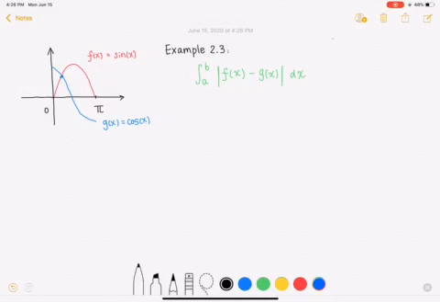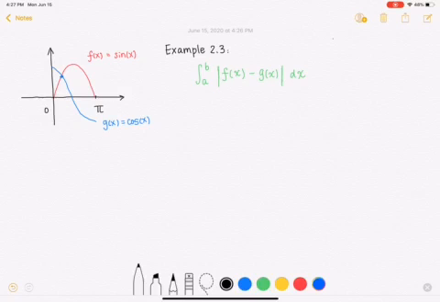Example 2.3, find the area between two curves. So we have the function f of x equals sine of x and g of x equals cosine of x. And in this example, we want to find the area between these two graphs over the interval 0 to pi.